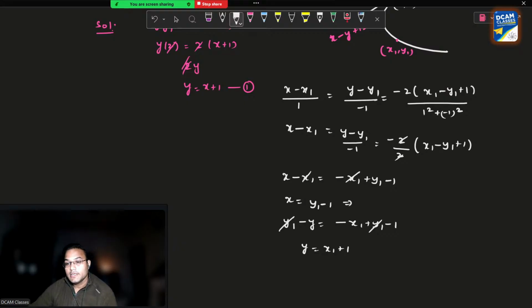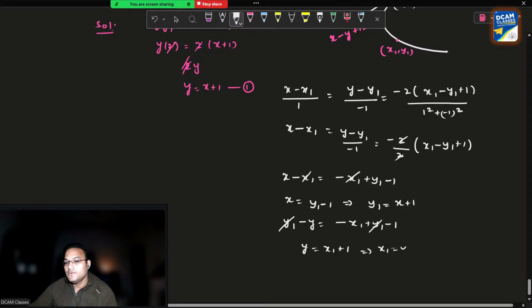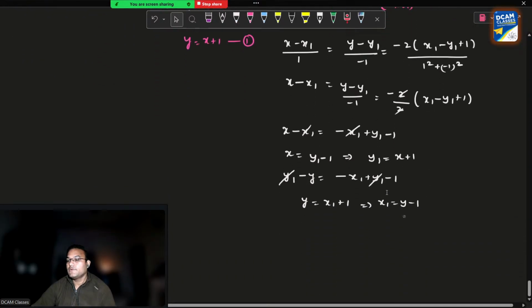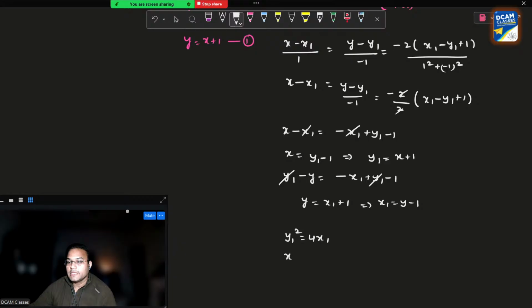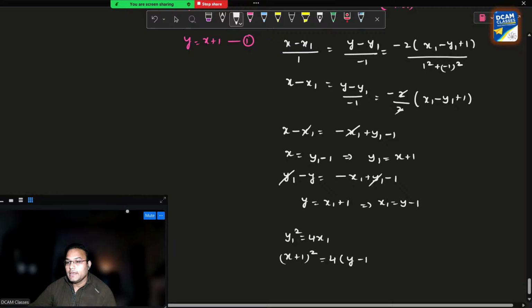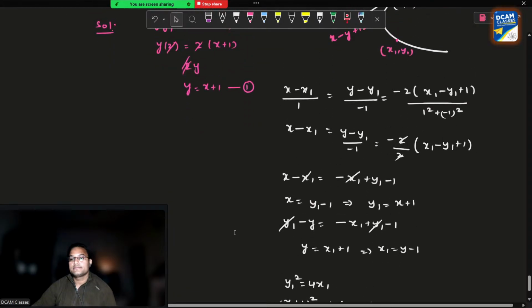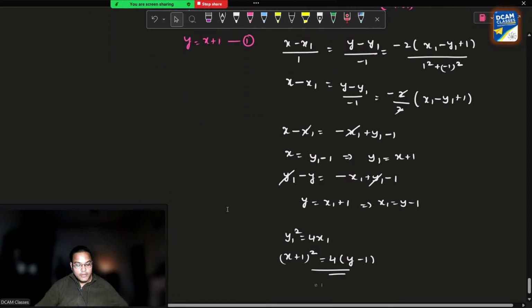So y also we got, x also we got. From here we have y1 is equal to x plus 1 and x1 is equal to y minus 1. Now we know this (x1, y1) lies on the original parabola. So we can substitute these values into the parabola, that is y1 square should be equal to 4x1. So (x plus 1) whole square is equal to 4 into (y minus 1). This is our solution. This is the normal way.